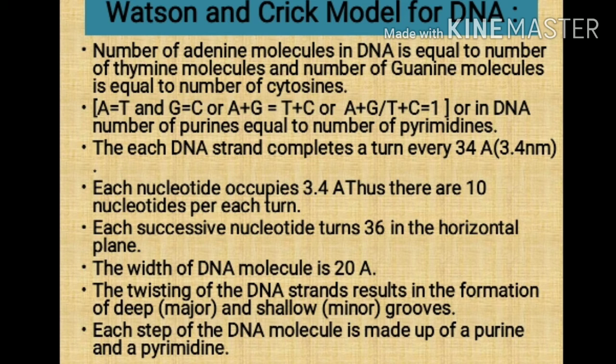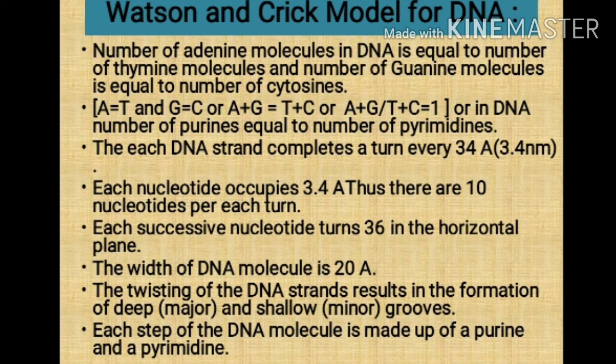Each nucleotide occupies 3.4 angstroms. One helix occupies 34 angstroms. There are 10 nucleotide pairs per turn, that is, 10 nucleotides in one strand per turn. That means each nucleotide occupies 3.4 angstroms. Each nucleotide has a turn of 36 degrees to the horizontal plane.